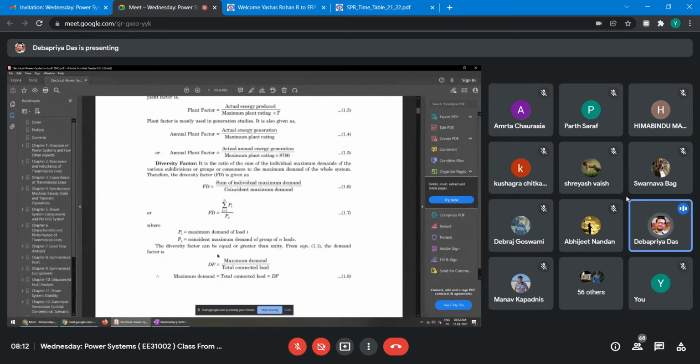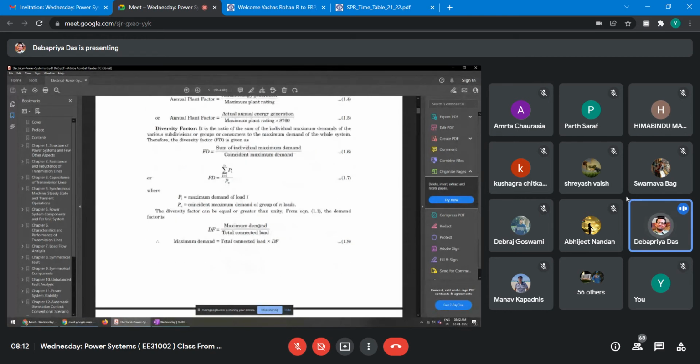Another thing is that the diversity factor is maximum demand by total connected load, right? This value can be equal to or greater than unity, because when you are adding the sum of individual maximum demands, and this is the coincident maximum demand, this sum will be greater than Pc. So your diversity factor will always be greater than 1, right? In extreme cases it will be equal to 1, but it will not happen. It is always greater than 1. So diversity factor can also be defined as maximum demand by total connected load, from equation 1.1.